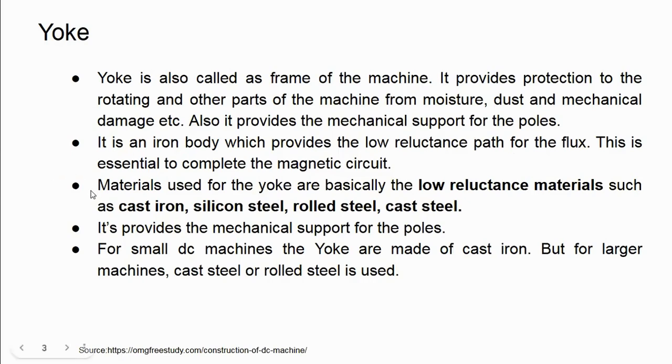Then, if you consider the material used for the yoke, these are basically low reluctance materials, which can be cast iron, silicon steel, rolled steel, cast steel. And it also provides the mechanical support for the poles. For smaller DC machines, the yoke will be of cast iron material. And for larger machines, it can be of cast steel or rolled steel material.